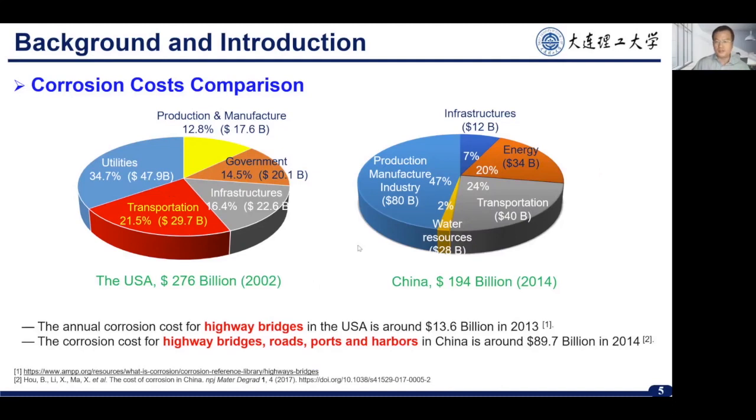$13.6 billion. In China, the corrosion cost in 2014 was around $194 billion. And for highway bridges, roads, ports, and harbors, it was around $89.7 billion in 2014. So we can see corrosion is a big economic burden. It's almost around 3% of the GDP.